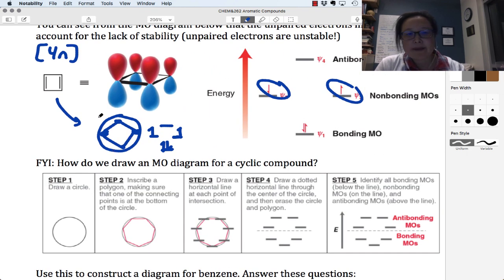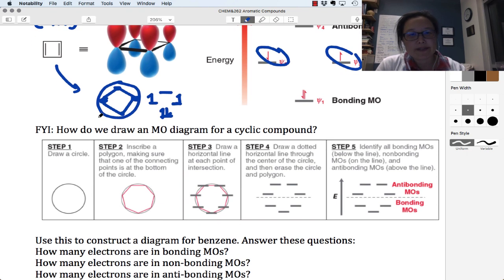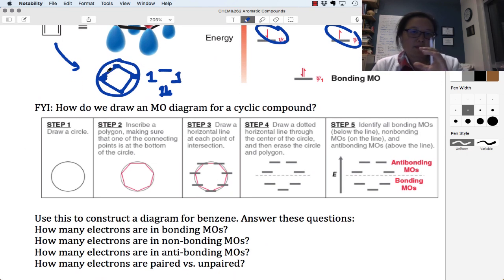For cyclic compounds, I know we've been practicing with acyclic compounds, like 1,3-butadiene. So when you have a cyclic compound and you want to do an MO diagram, you just twist it so that one point of that shape is at the bottom of the circle, so in the vertices, and then you want to make the shape of the orbitals go along with that. Okay, so you can see that here.